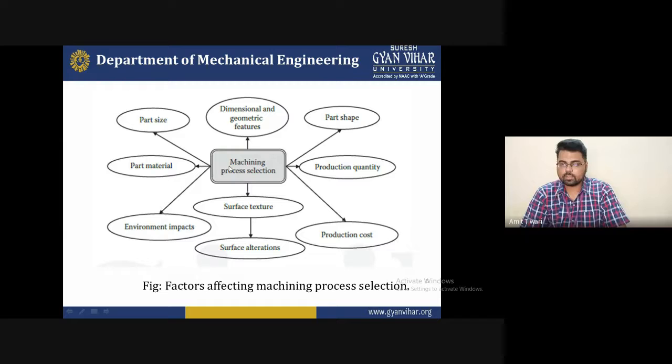Second is obviously the surface texture. Surface texture means what type of surface texture you will provide for that product, 2D or 3D, and it also depends upon the type of machining, what type of machine we use for providing such a structure. After the machining process, you will understand that if you do this type of operation on that particular machine, you will achieve this type of result.